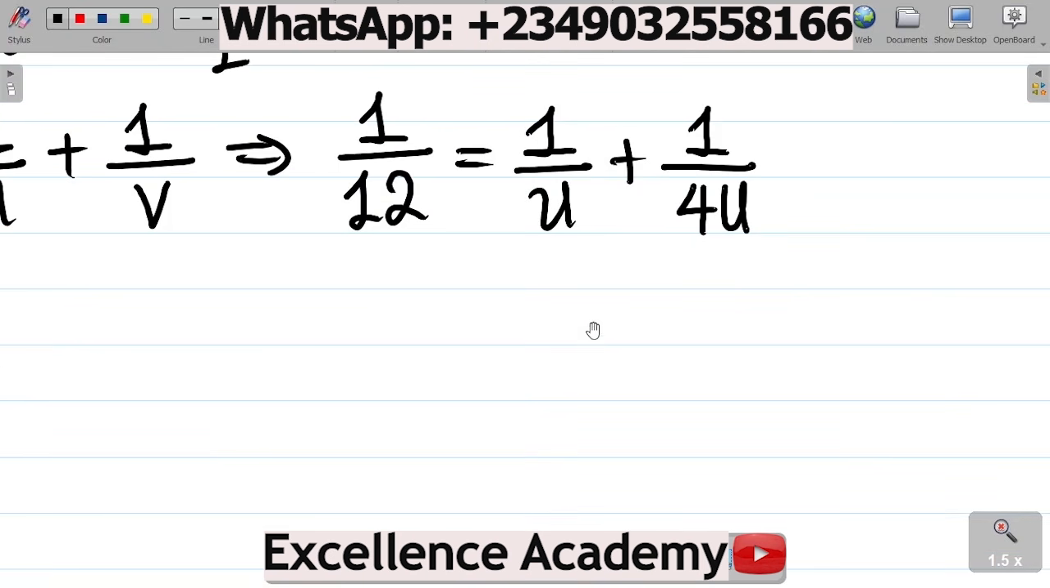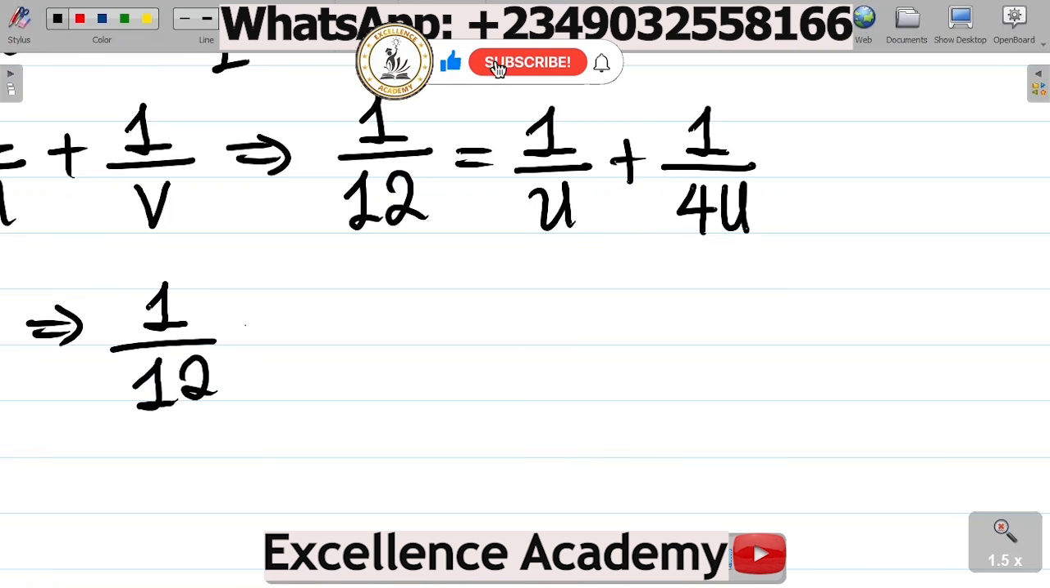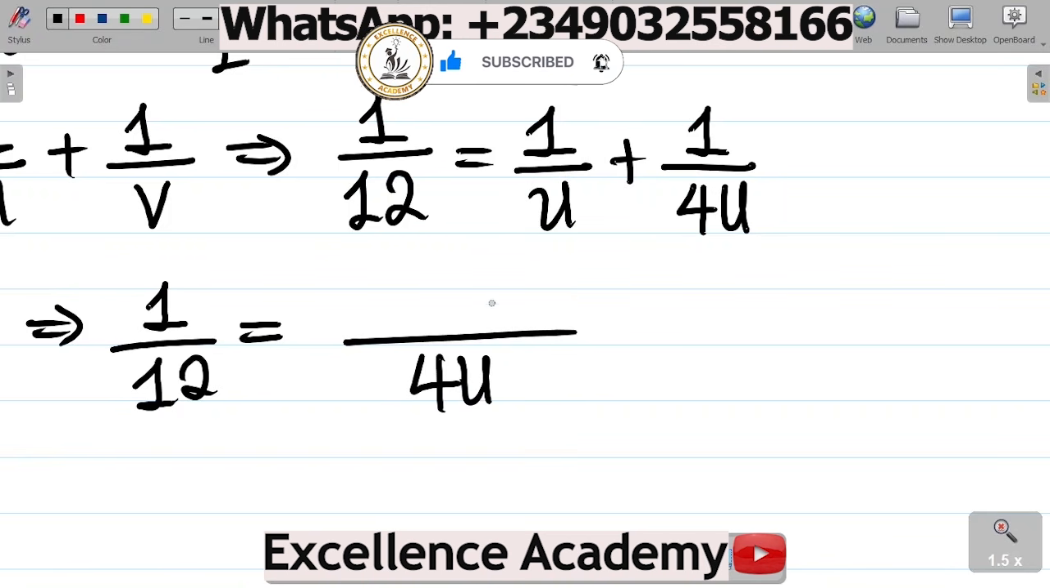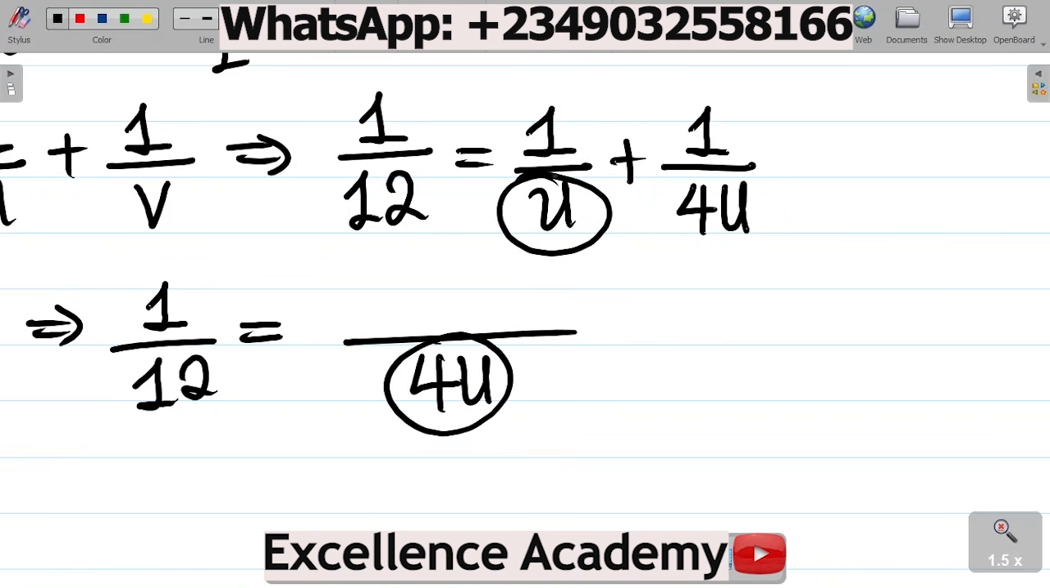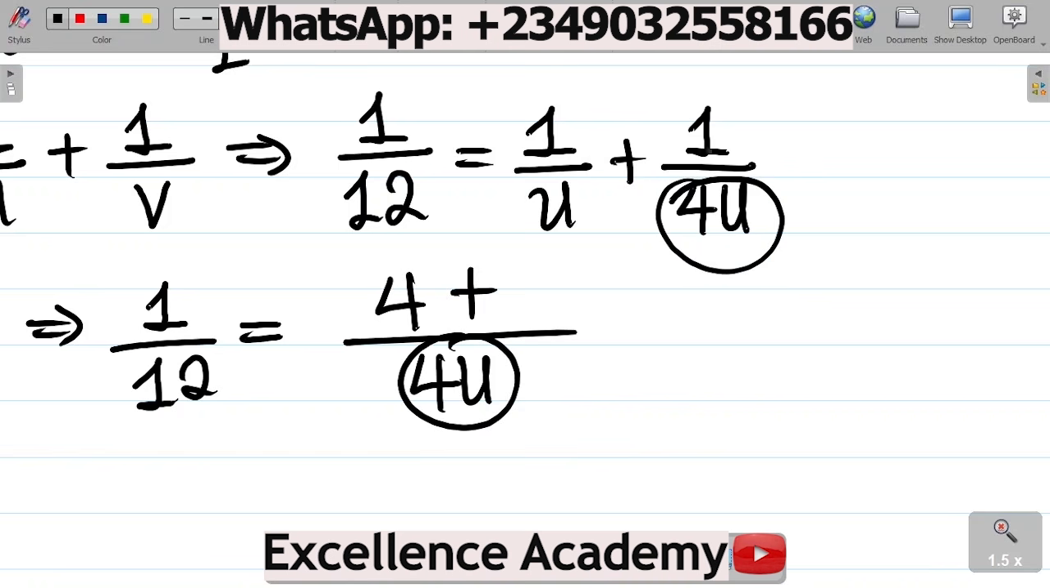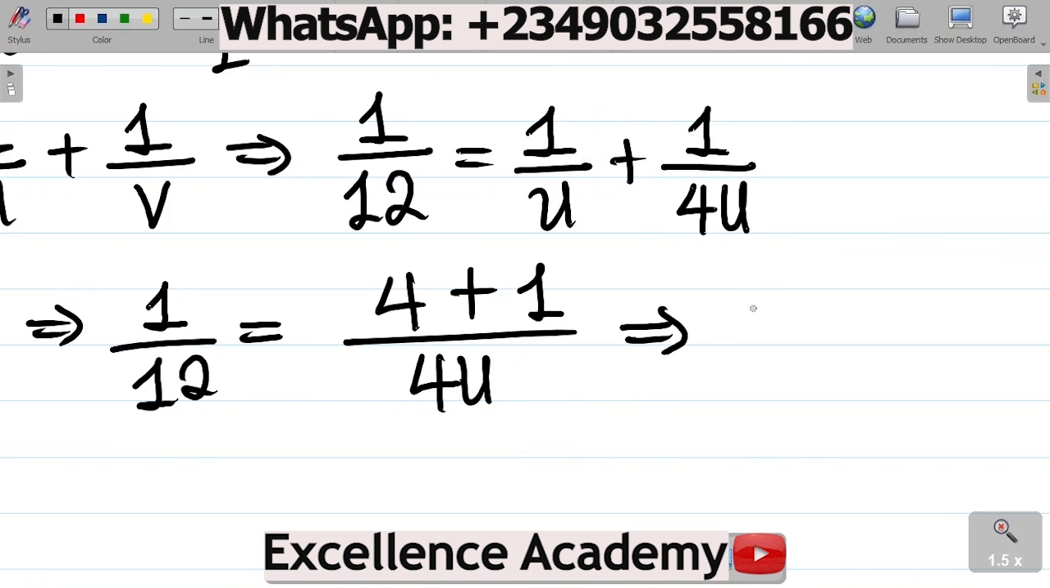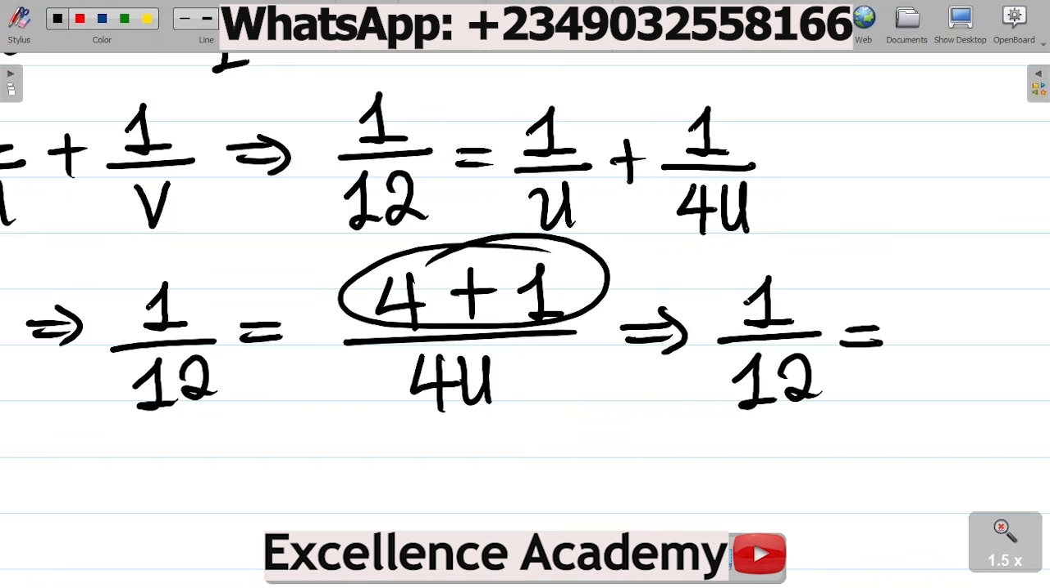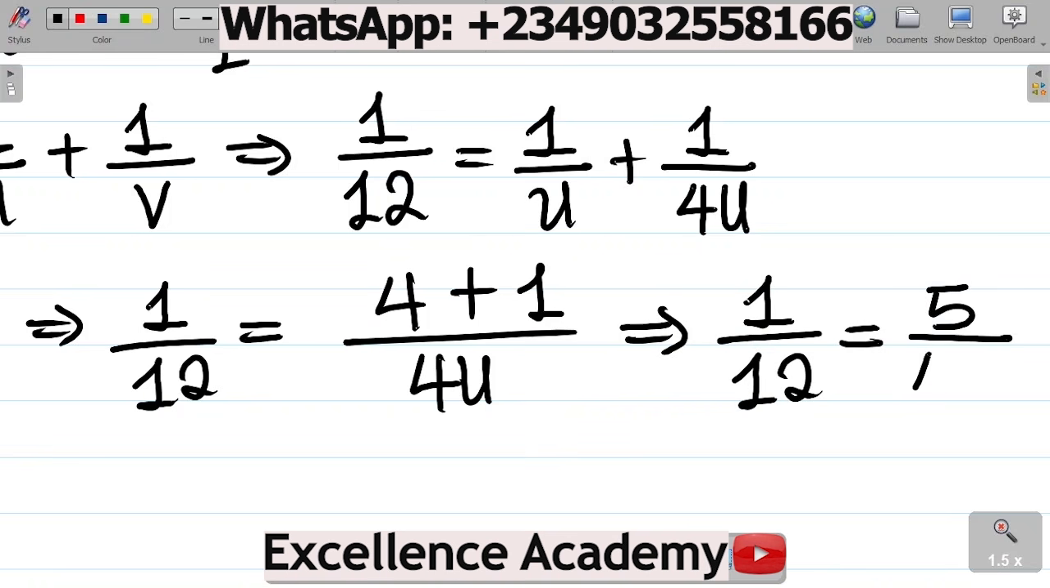Let's solve this question here. Now, we'll have 1 over 12 is equal to the LCM of u and 4u, which is obviously 4u. So LCM is 4u. Let's work on this. 4u divided by u gives you 4. 4 times numerator 1 gives you 4. Then 4u divided by 4u gives you 1, and 1 times numerator 1 gives you 1. This gives you 1 over 12 is equal to numerator 4 plus 1, which gives you 5, all over 4u.